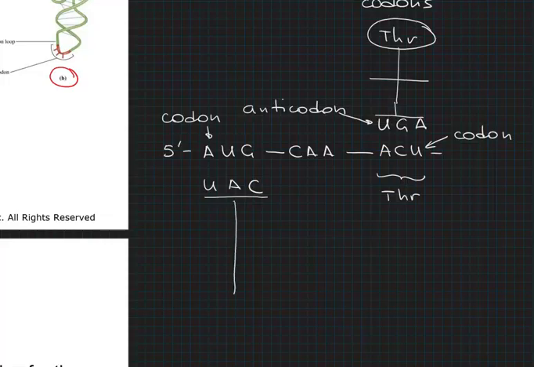So what will tRNA carry on the acceptor stem? AUG is the codon for the amino acid methionine. Okay?